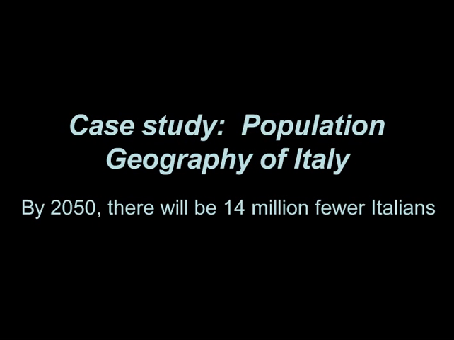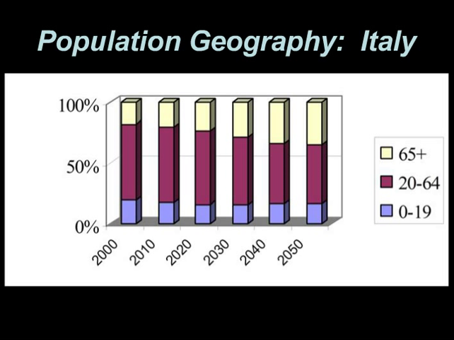By 2050, there will be 14 million fewer Italians. Wait a minute. I thought Italians are known for their lovemaking and their passion, their romance. What's going on here? And we have a bar graph here that indicates that in Italy, you're going to see an increasing proportion of the population over the age of 65.